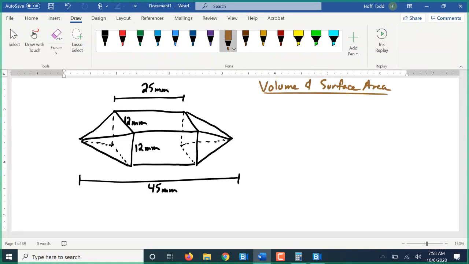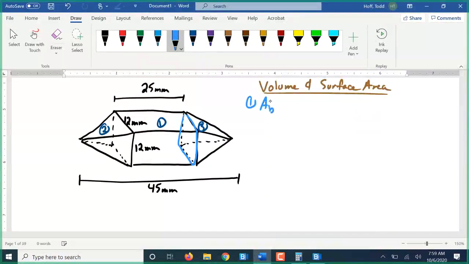Let's see how this is going for you. So for volume, we have three shapes here. We have the box, and we have the two pyramids. The two pyramids are identical. So for the box, we can pick a base. I'm going to pick this end to be the base, just because that is the same as the base of the pyramid.